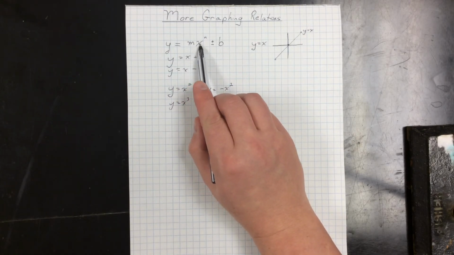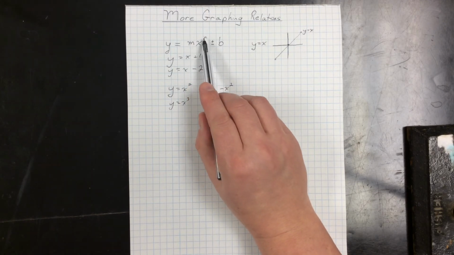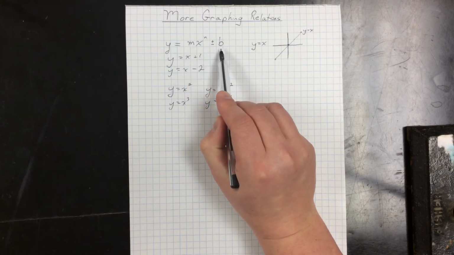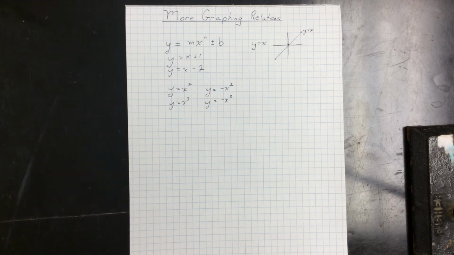So as you go through, be thinking about what part am I changing? Is it the number that x is multiplied by? Is it the exponent, or is it the addition or subtraction on the end? And what effect does this have on my graph?